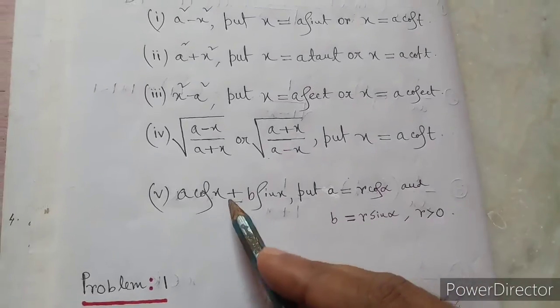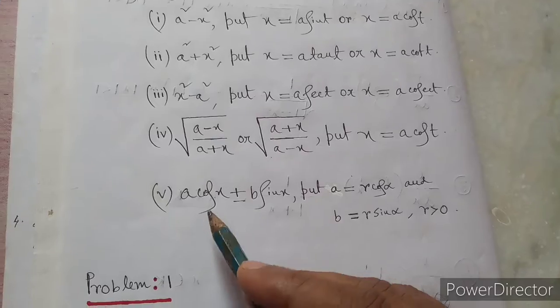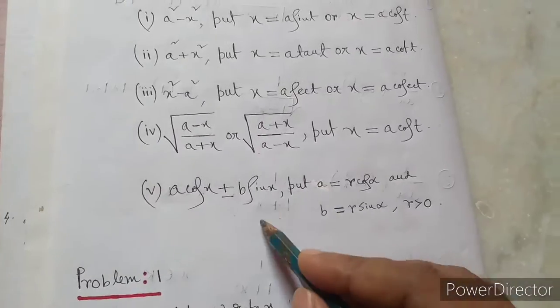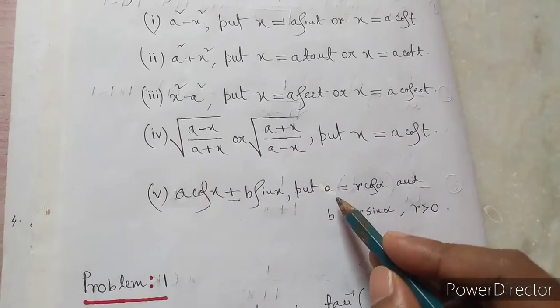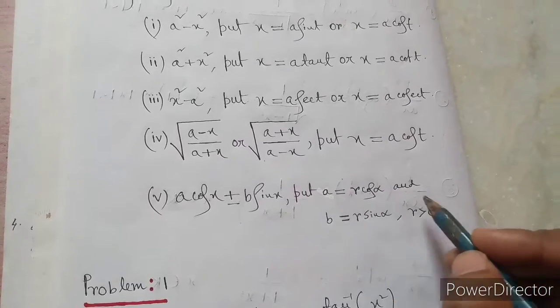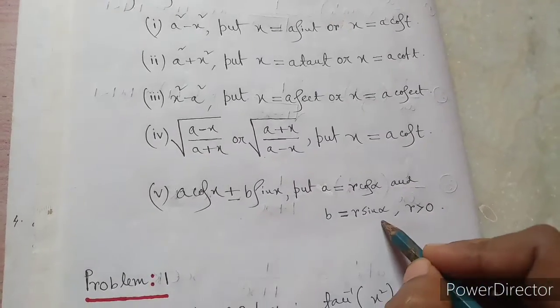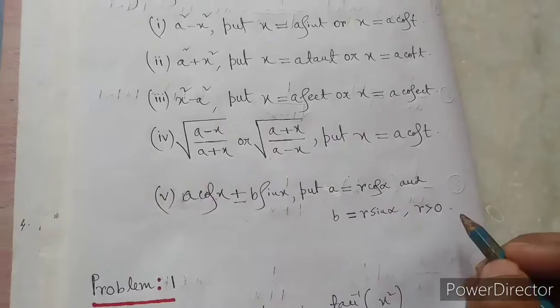And number 5, if the expression is a cos x plus or minus b sin x, then we put a equal to r cos alpha and b equal to r sin alpha, where r is greater than 0.